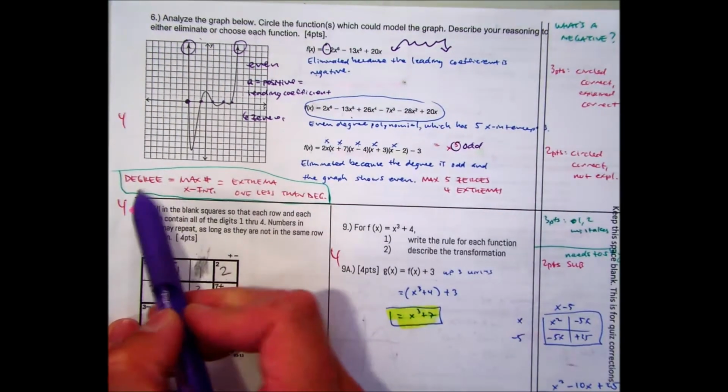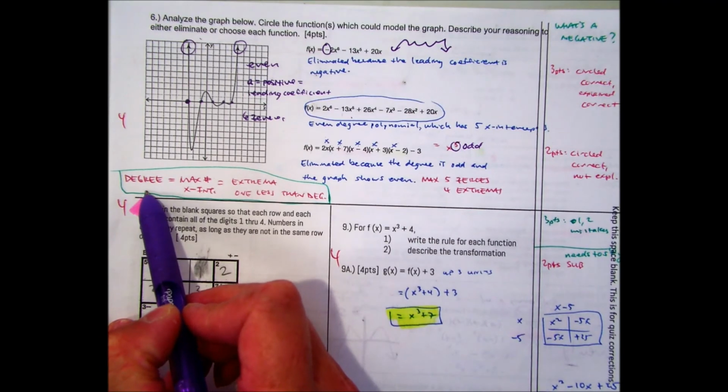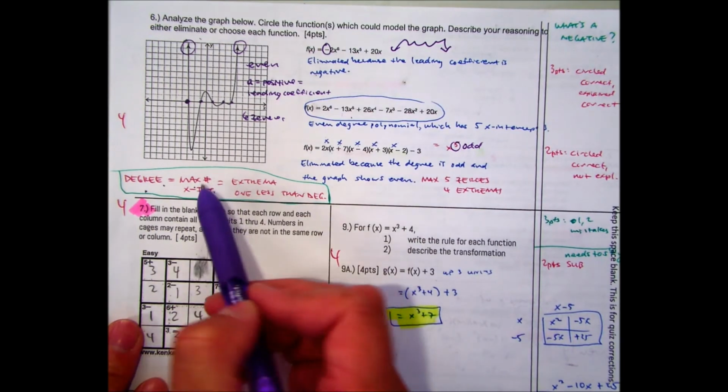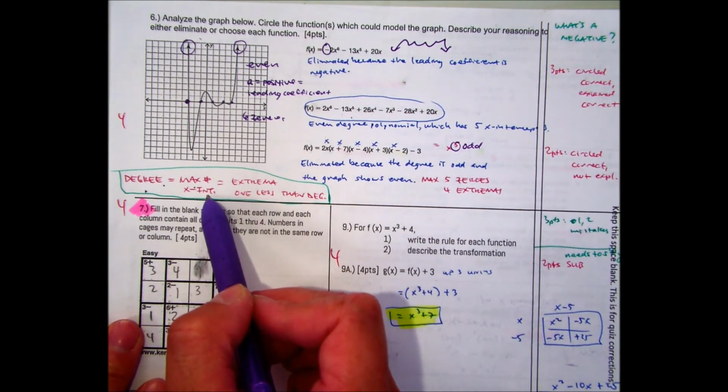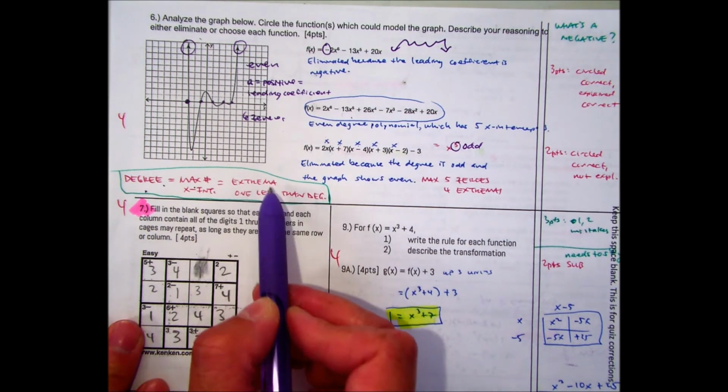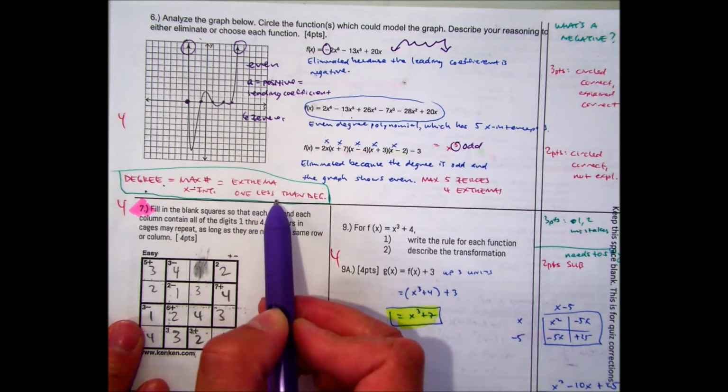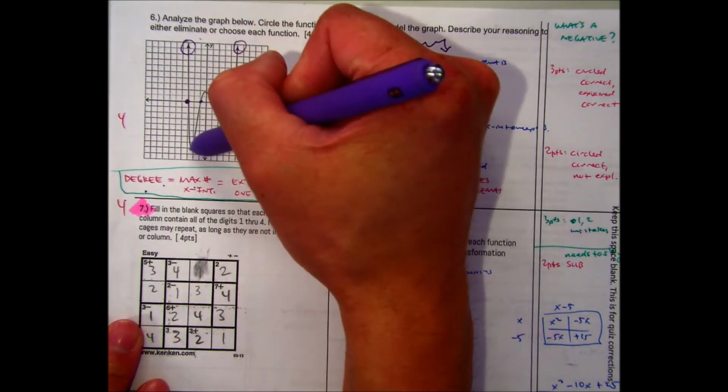Again, the big idea is the degree tells you the max possible number of x-intercepts, and then the number of extrema is just one less than that number. Remember, the extrema is the maximums and the minimums.